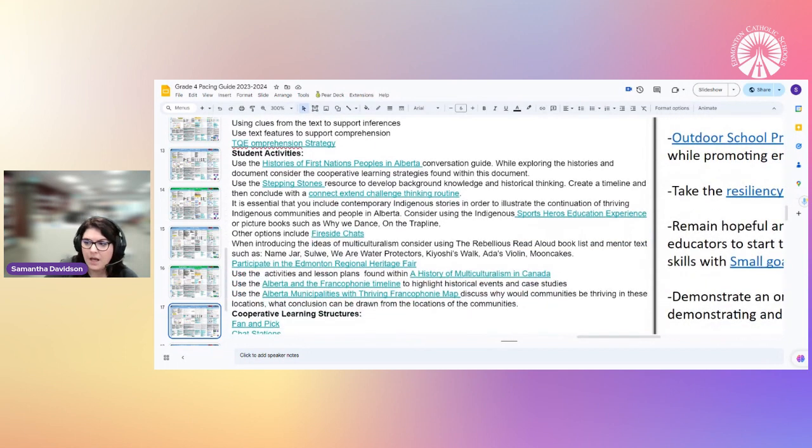Happy to help. So then within our student activities, we have Histories of First Nations People in Canada, in Alberta. This is a conversation guide, so it really helps you explore the histories and documents that are in there, looking at that oral conversation, and lots of strategies are found there. Stepping Stones is another great resource to develop background knowledge and historical thinking. Have our students create timelines and then conclude with the Connect, Extend, Challenge thinking routine. So how did learning about this or creating this timeline connect to what I already know? How has it extended what I know? And what are some challenges or questions that I still have in regards to this?